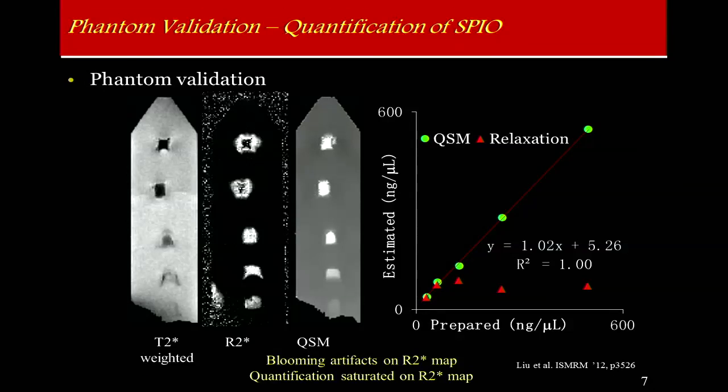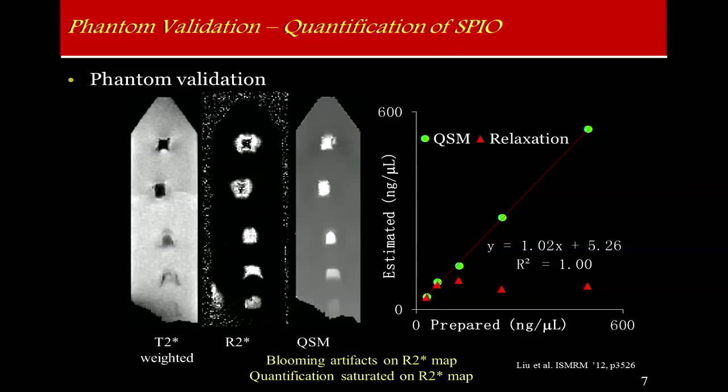Using QSM to quantify contrast agent has also been extensively validated in phantom and ex vivo studies. In this phantom validation study, we see different concentrations of SPIO, in this case Feridex, embedded in an agarose gel phantom. We already know that the hypointensity in the T2 star weighted image doesn't provide a direct quantification of the concentration.